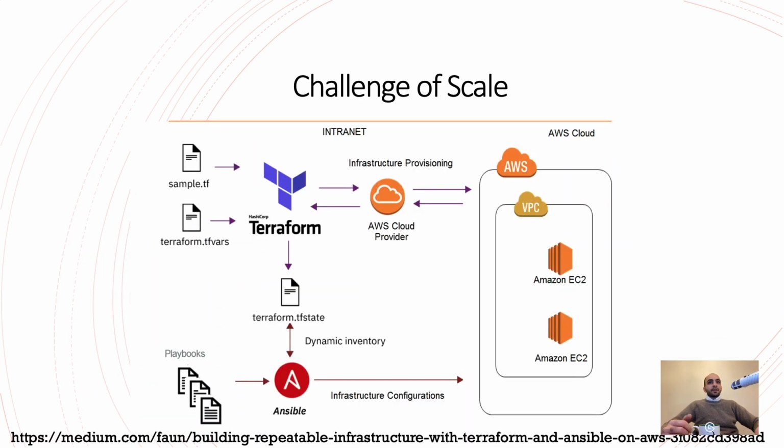Let's review the architecture of AWS Cloud with Terraform and Ansible. Here, we are going to see it from Terraform's viewpoint, so we are going to neglect the Ansible part a bit. We have a sample.tf and terraform.tfvars. The sample.tf is the part where we introduce these resources to Terraform. It's just a file, in a declarative way.